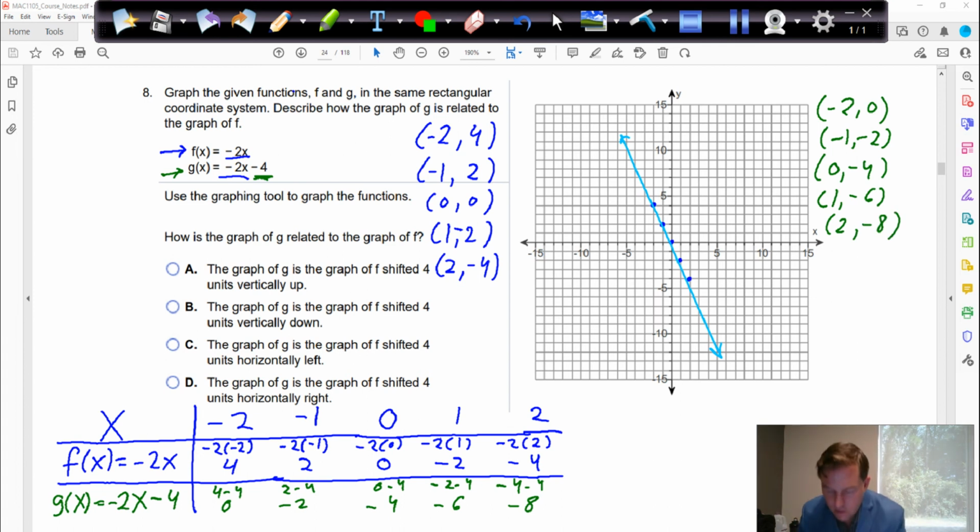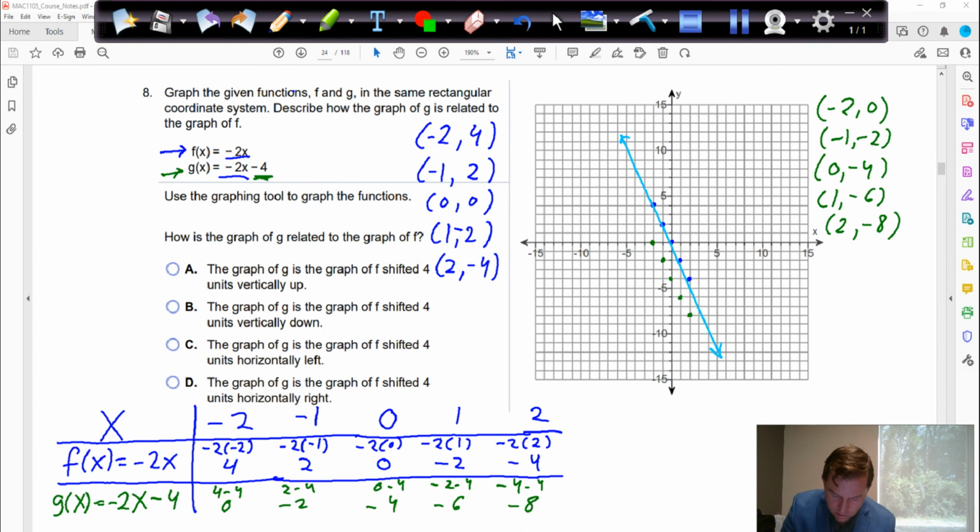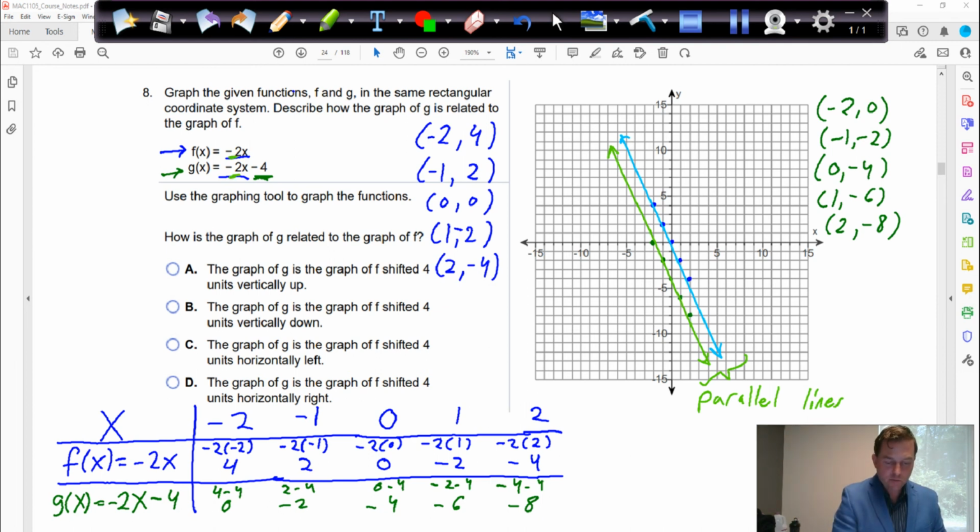And we can graph those. So minus 2 is now 0, and then we have minus 1, minus 2; 0, minus 4; 1, minus 6; and 2, minus 8. And we can connect those and draw a line through those. And we see something interesting about these two. This is a special case of two lines. These are called parallel lines. They look like train tracks because their slopes were the same, minus 2 and minus 2.